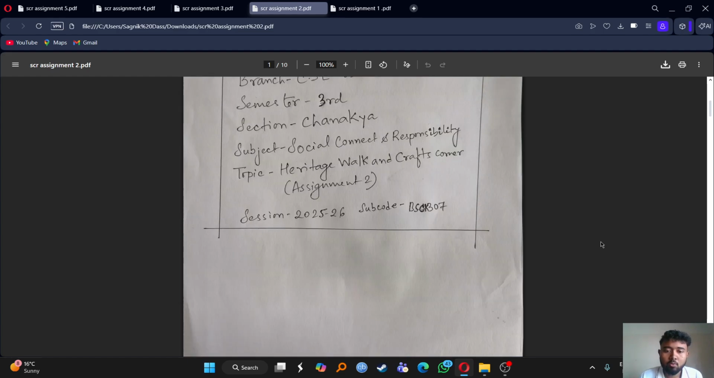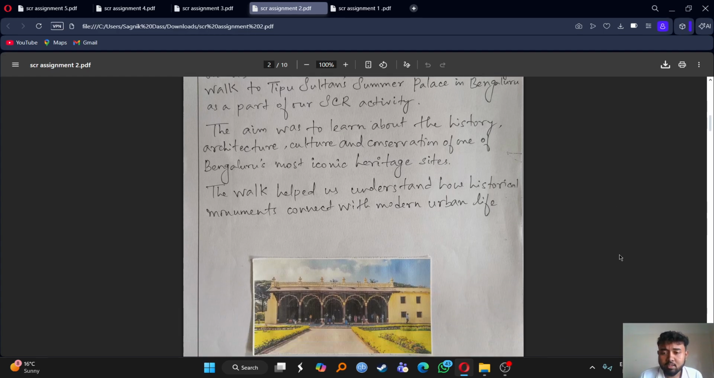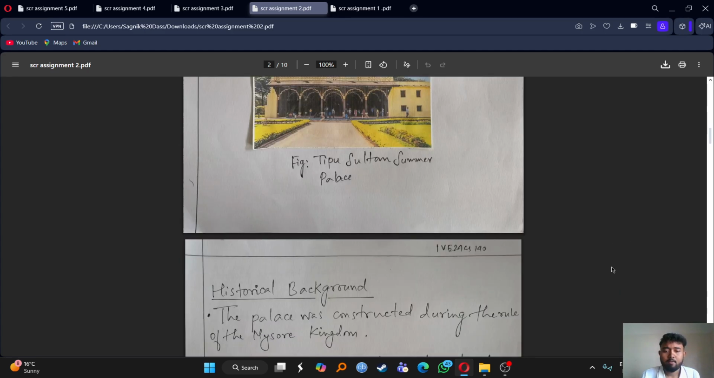As a part of this activity, we went to Tipu Sultan's summer palace in Bangalore. It's near Kalasipalayam, I guess, I don't know the proper place. The aim was to learn about the history, architecture, culture, and conservation of one of Bangalore's most iconic heritage sites, that is Tipu Sultan's summer palace. The work helped us understand how historical monuments connect with modern urban life.